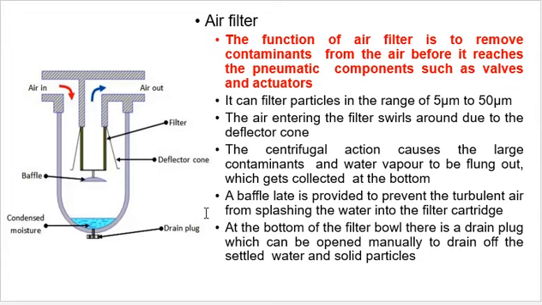So it will filter out particles ranging from 5 micron to 50 micron, and the air entering the filter swirls around due to the deflector cone. This is the deflector cone used here. Due to that, the air inside the filter gets swirled. This is the baffle. This is the condensate moisture. Moisture present in the air is collected at the bottom, and the centrifugal action causes the large contaminants and water vapor to be flung out, which gets collected at the bottom. The baffle plate is provided to prevent the turbulent air from splashing into the filter cartridge.